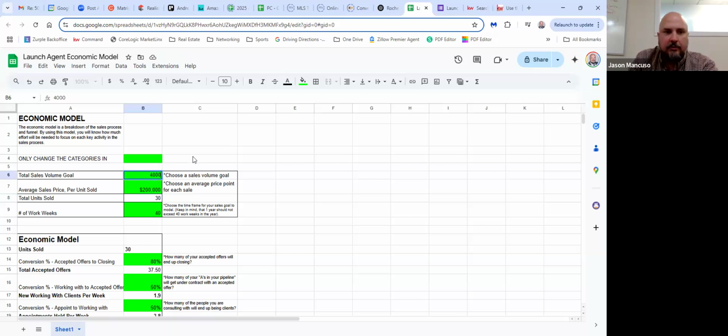If you wanted to do it off of 4 million, 20 units, and so on and so forth. 40 million, 400,000, 2 units. 400 million would be 2,000 units, right? So just to give you a sense of how it's formatted. So back to 3 million, $200,000 sales price, and you're going to sell 15 units to do that.